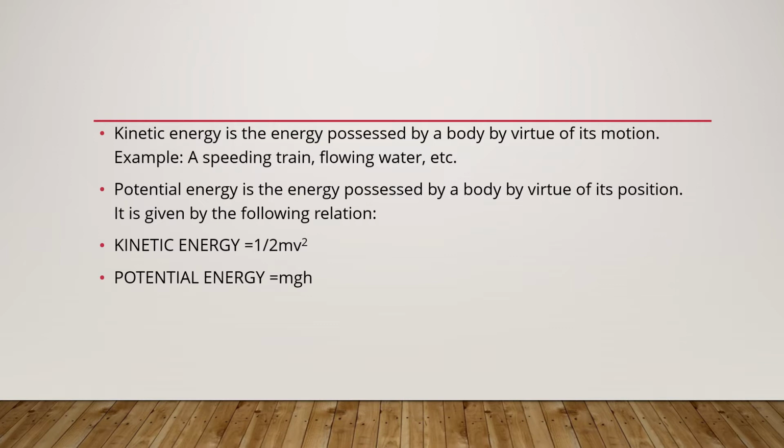Next one, potential energy. Potential energy is the energy possessed by a body by virtue of its position. Due to its position, because of its position, the kind of energy a body possesses is known as potential energy. So here I have written the formula of both: kinetic energy is equal to half mv square and potential energy is equal to mgh. Now we are going to derive half mv square and mgh. Both are very important.